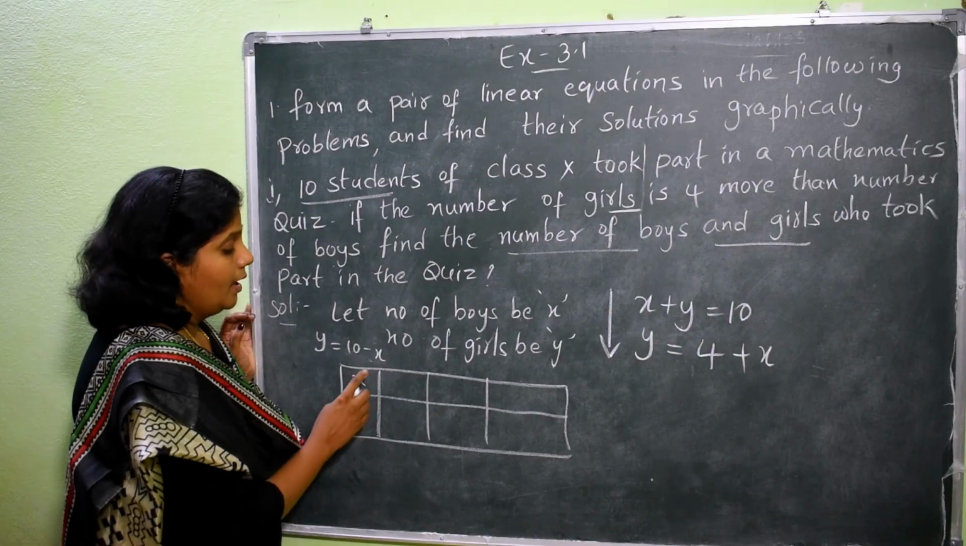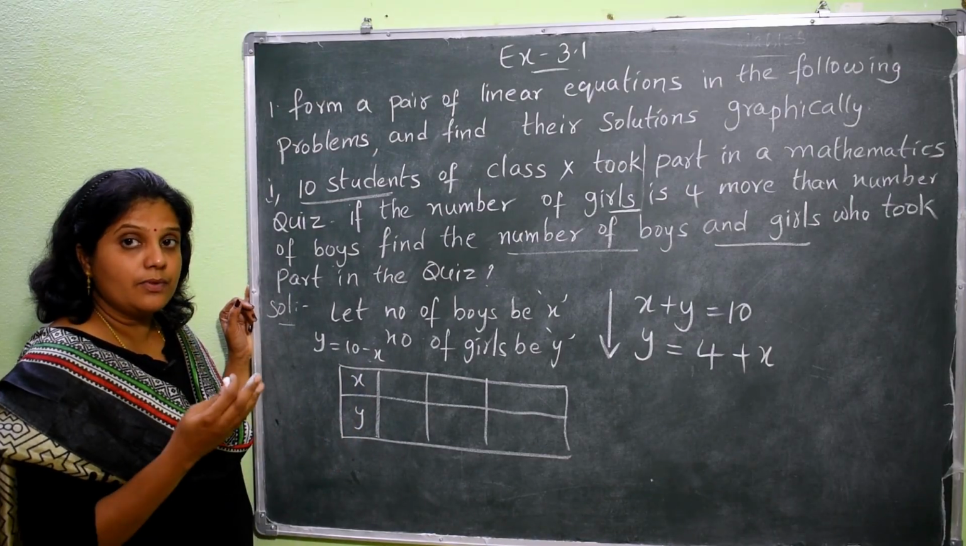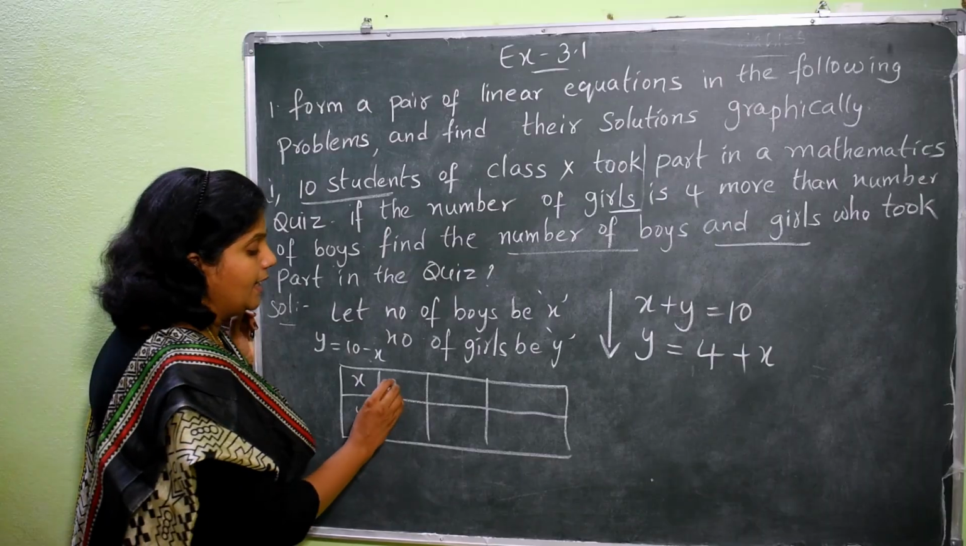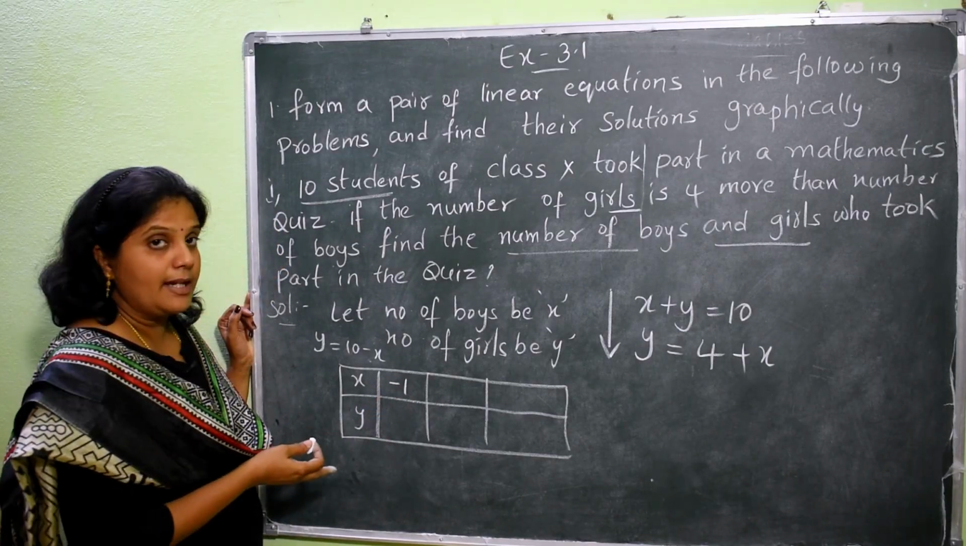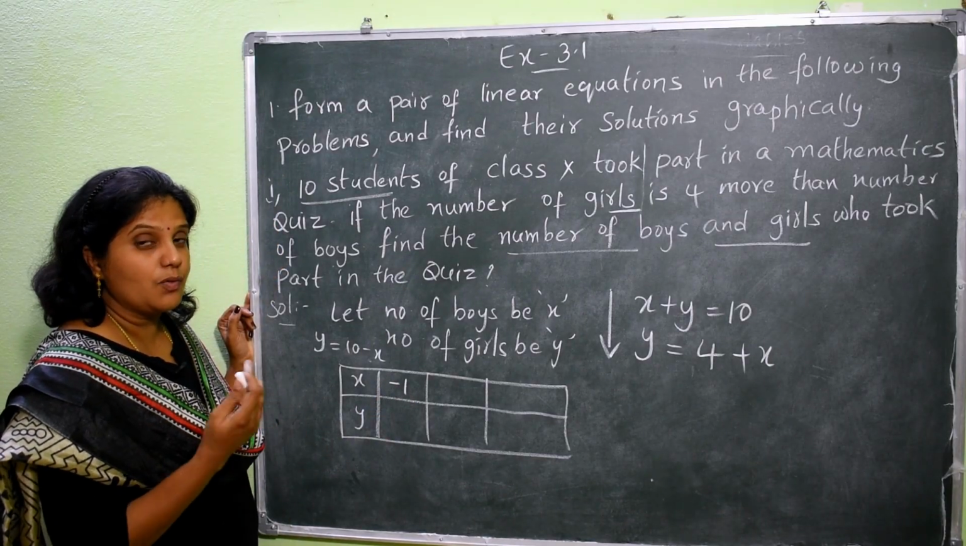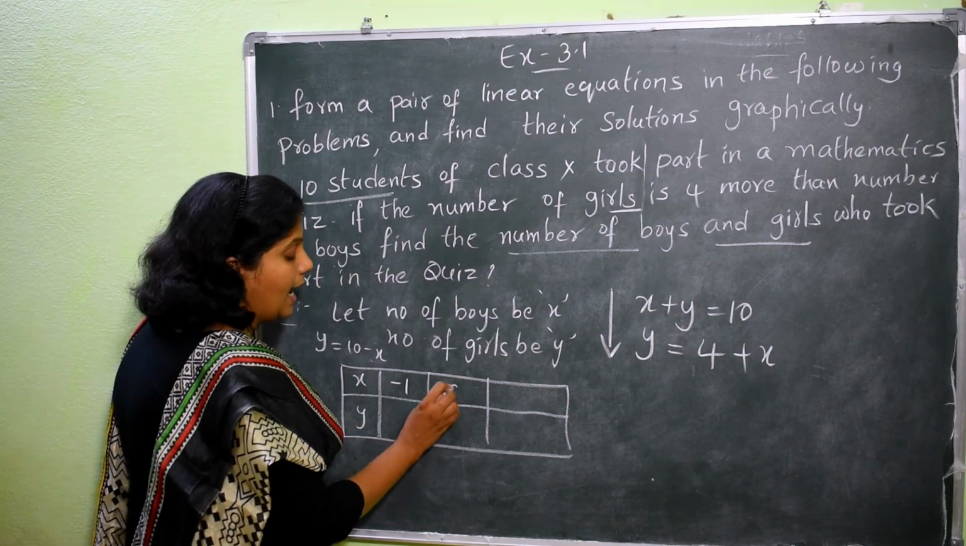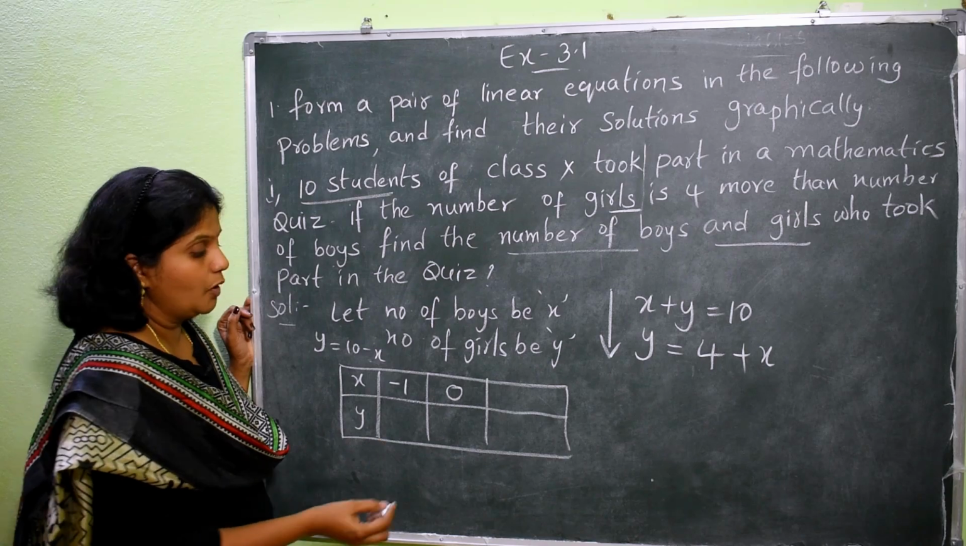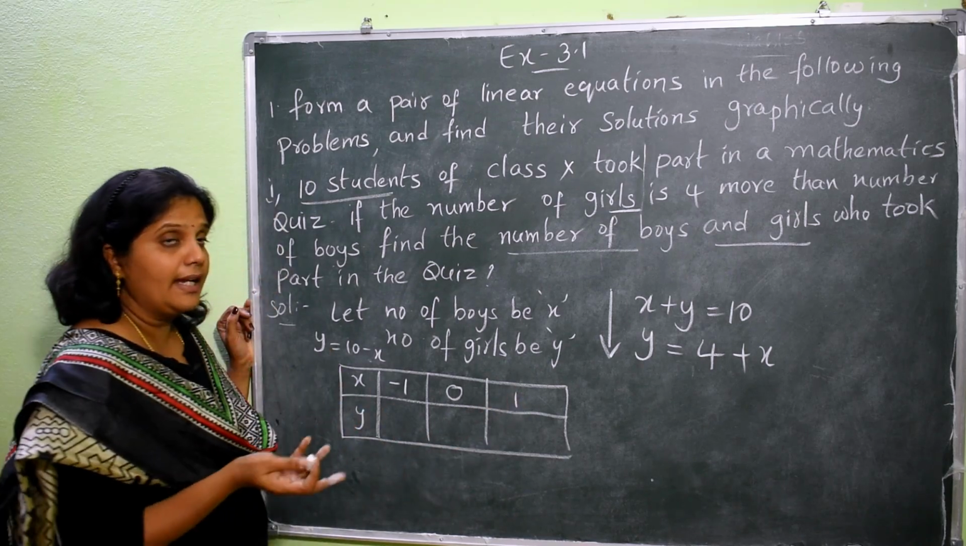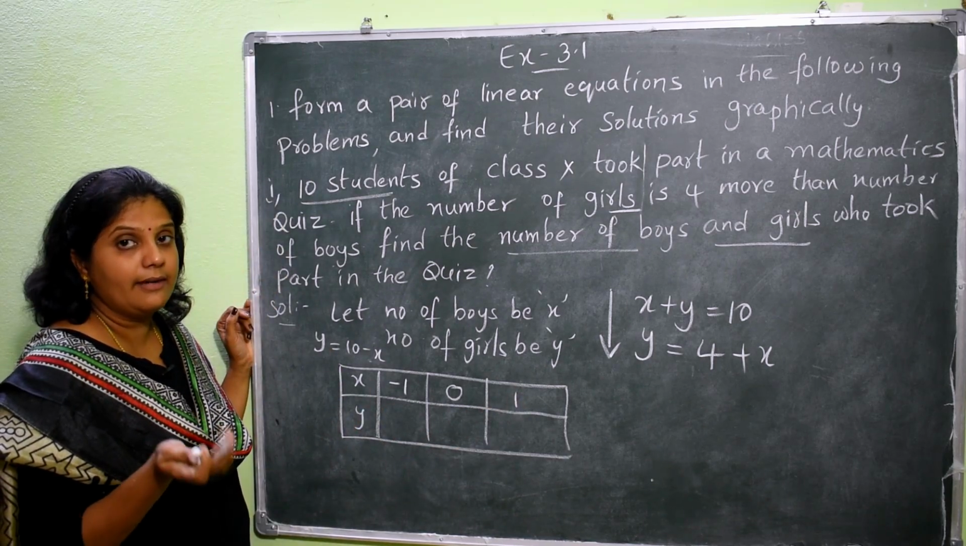Okay, so x should be some negative, 0 and positive. So I am taking the x value minus 1. In the place of minus 1 we can take minus 2, minus 3, minus 4, any value we can take. I am taking minus 1 and 0, and the positive value I am taking is 1. You can take any value, 1, 2, 3, 4, 5, any value you can take.